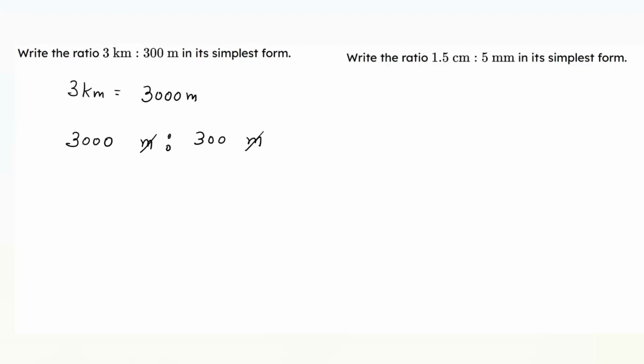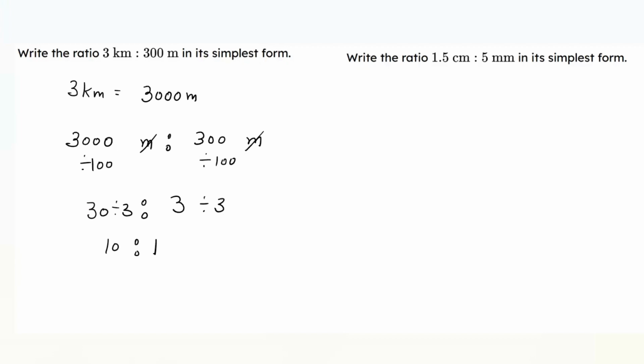Now you can see we can divide this also with 100. We can divide this also with 100. Once I divide it, I'll get 30 ratio 3. Now I can divide it with 3 and we'll get our answer as 10 ratio 1. In the beginning, you can divide it with 300 if you want to, and you can get the same answer. But I'll just keep it a little simpler for you to understand how we can do it.